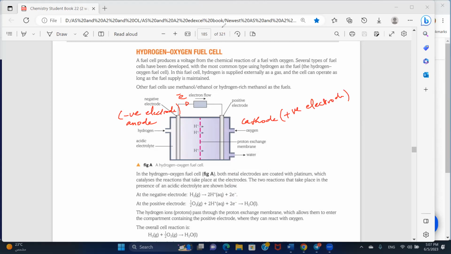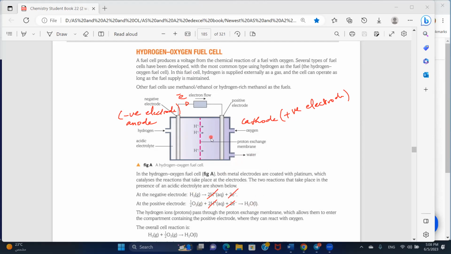And so at the positive electrode, the oxygen, which is the second fuel, will react with the products of the first reaction happening at the anode, where the oxygen will react with the hydrogen ions and 2 electrons to form water, and water comes out from here. And so the overall equation will be that hydrogen reacts with half oxygen to produce water only, because the hydrogen ions will cancel with the hydrogen ions and the electrons will cancel with the electrons because they are on different sides. So the overall equation is that hydrogen reacts with oxygen to form water.